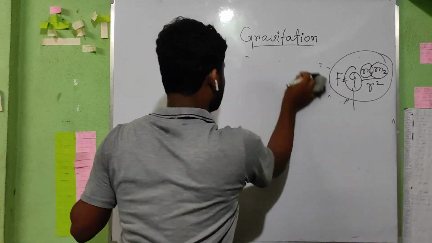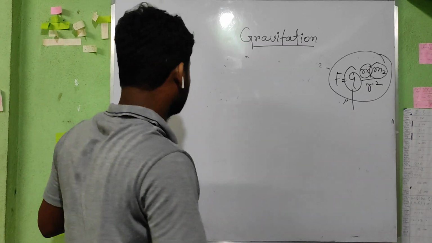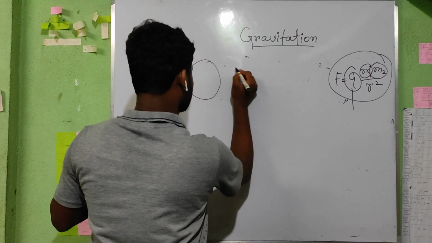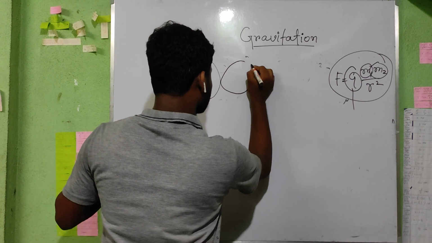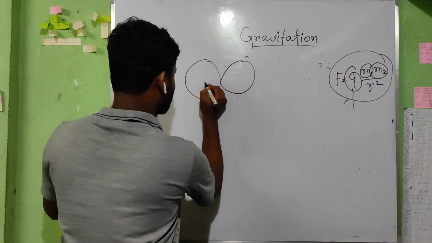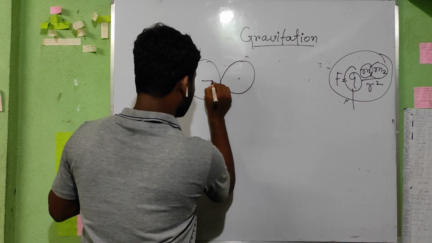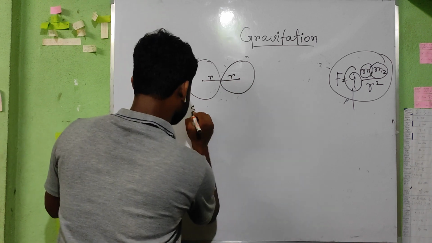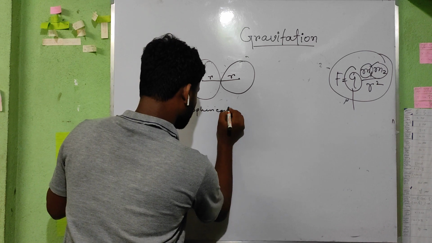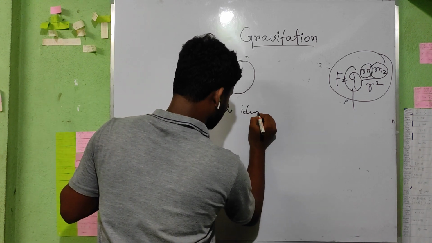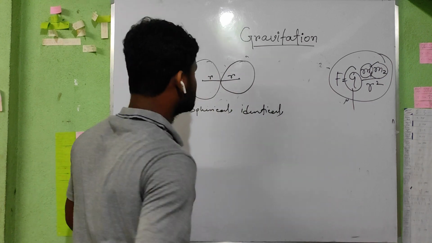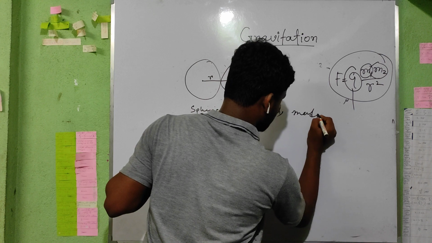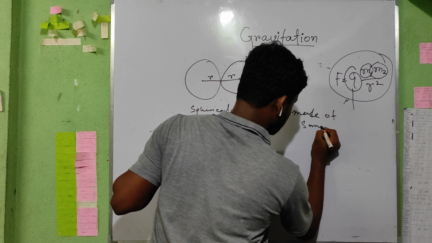So suppose there are 2 masses, 2 spherical bodies. They are connected, I have not drawn it properly, but you can understand. They have the same radius. This is also R, this is also R. So they are spherical and identical, and also they are made of the same element.